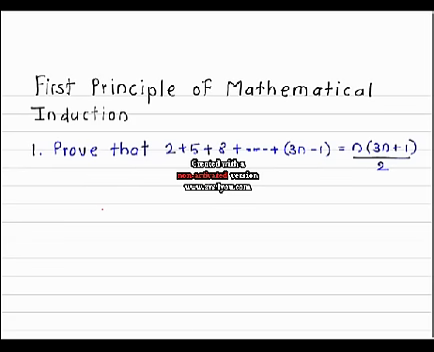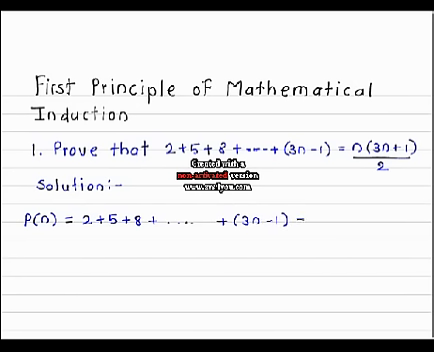Whenever we want to solve such a type of sum, first of all, we consider that mathematical statement as P(n). So we start with the solution. We consider the whole statement as P(n), that is a statement in the variable n. So 2 plus 5 plus 8 plus dot dot dot plus (3n minus 1) is equal to n(3n plus 1) divided by 2.